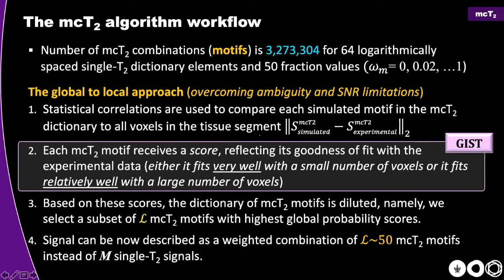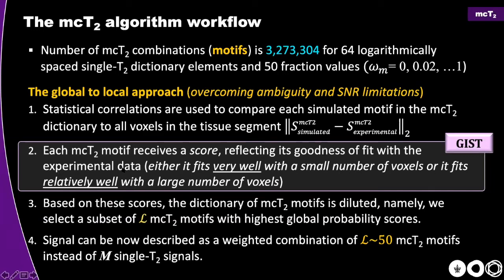So let's choose a segment of the tissue, let's say part of the white matter, like the corpus callosum, and I will take each and every element, MCT2 motif, and find out how much it matches each of the voxels that I have. Each motif thus receives a score, and the score reflects the goodness of fit with the experimental data.